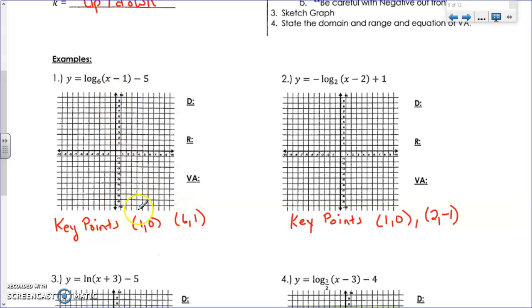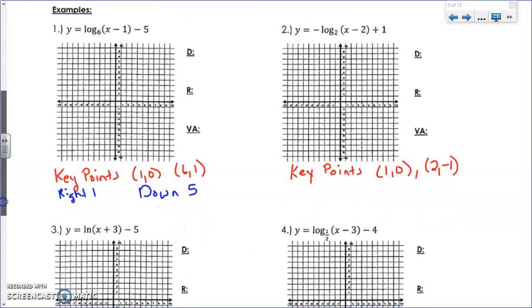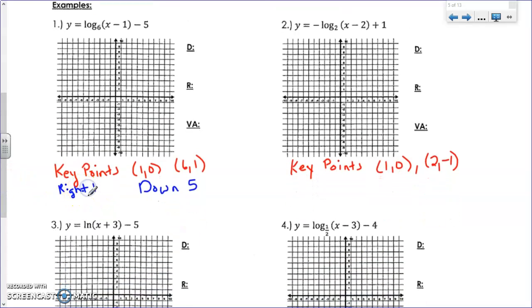So our key points in this case would be 1, 0, and our base is 6, so it would be 6, 1. X minus 1 means I have moved right 1 and down 5. When I go down 5, that means I'm subtracting, so negative. If I take this and go right 1, that's positive. 1 plus 1 is 2. And then down 5, 0 minus 5 is negative 5. So this is going to be my new point. Then if I take this, 6 plus 1 is 7.